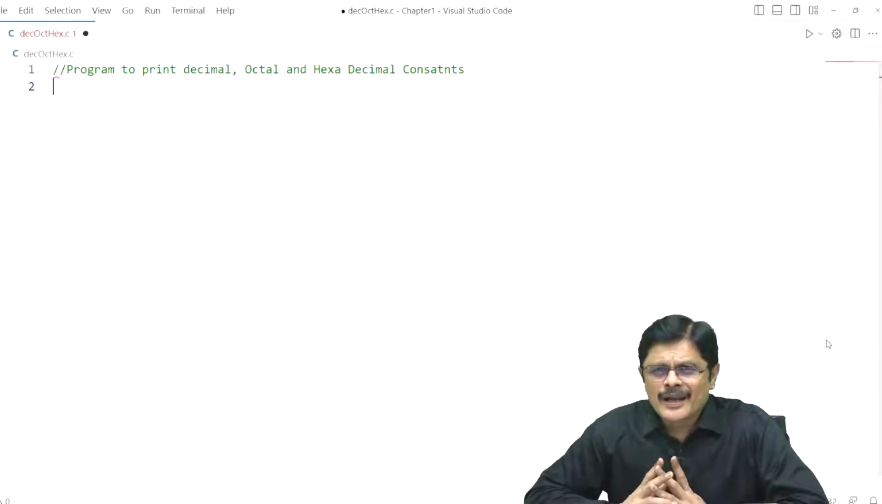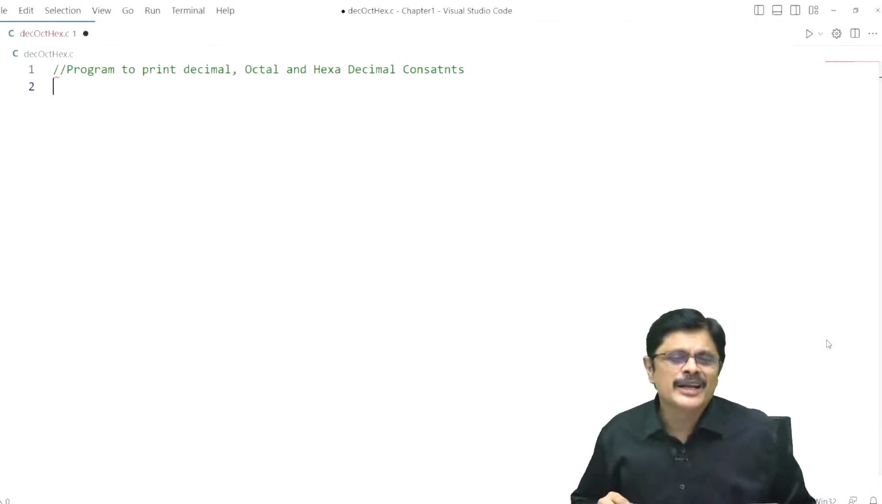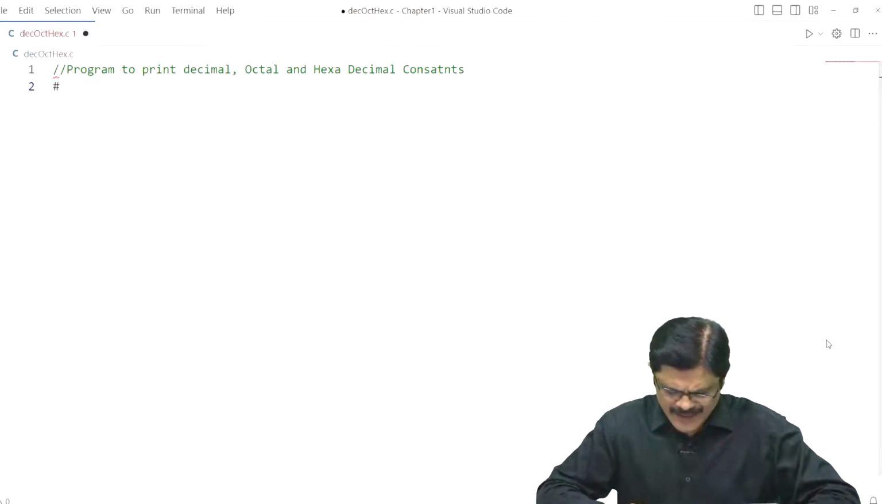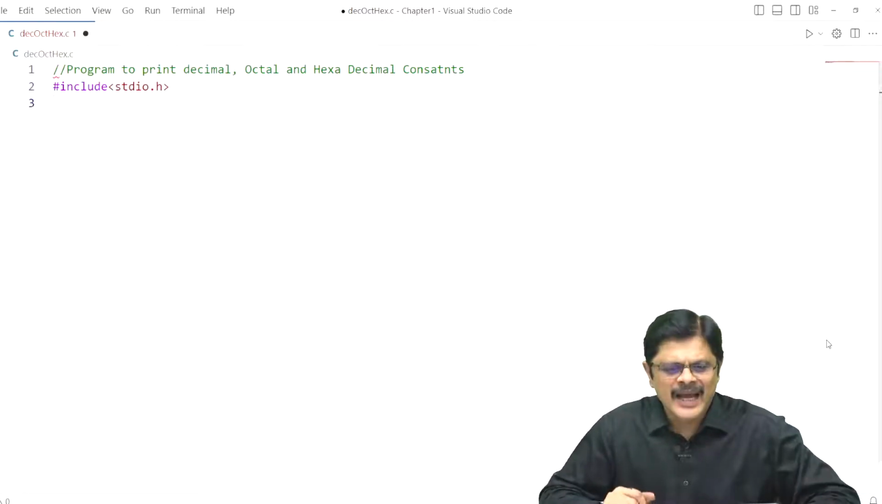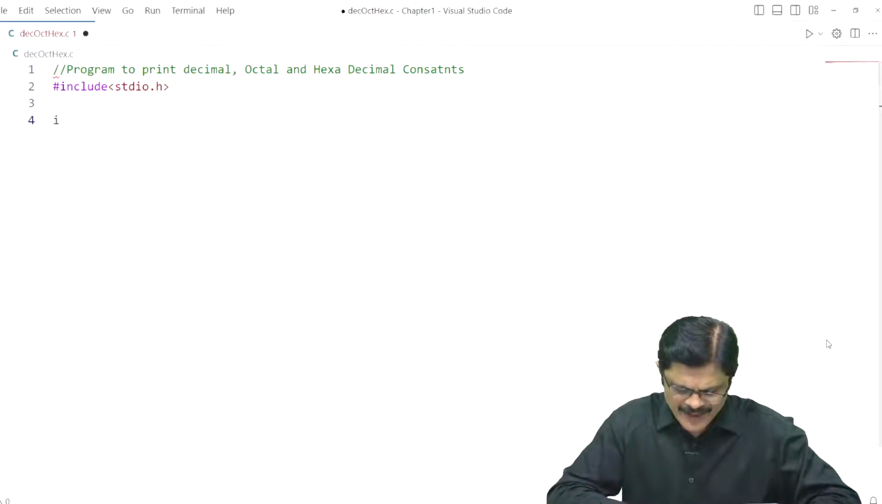Now let us write a simple program to print decimal, octal and hexadecimal constants. I start with hash include stdio.h, including the standard input output library. Then I have the main function block.